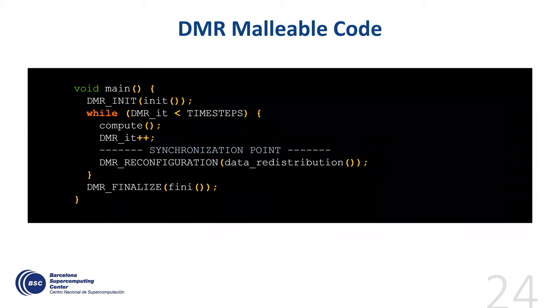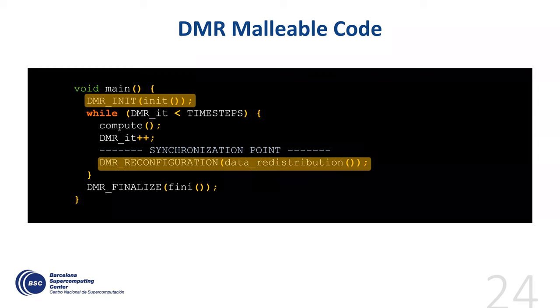So in this case, coming back to the potential malleable code, with DMR, what we can do is add a wrapper to the initialization stage of the application, another for the reconfiguration stage with the data redistribution function, because we need to resize the number of processes, and we need to know how those processes are going to communicate with the new ones. And finally, a wrapper for the finalization stage.